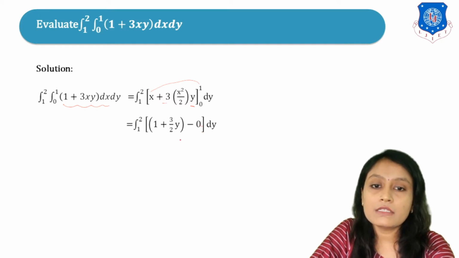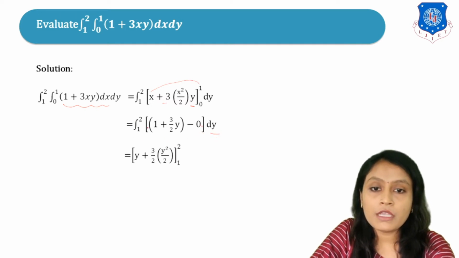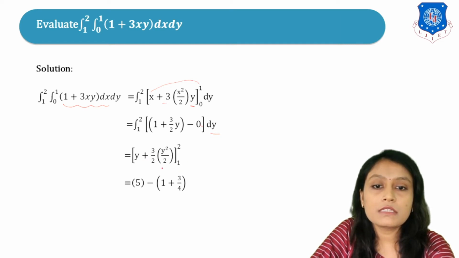Now we will integrate this with respect to y. Integration of 1 is y, plus 3 by 2 as it is, and integration of y is what? y square by 2, and the limits are 1 to 2. Now we will apply first the upper limit. So you will get here 5 minus, now we will apply the lower limit. So you will get here 1 plus 3 by 4. On simplification you will get the answer as 30 by 4. So this is the answer of this double integral.